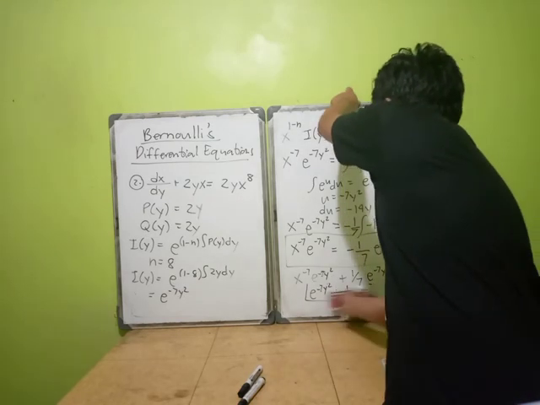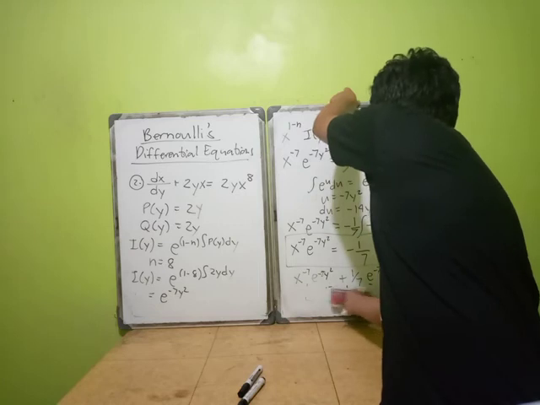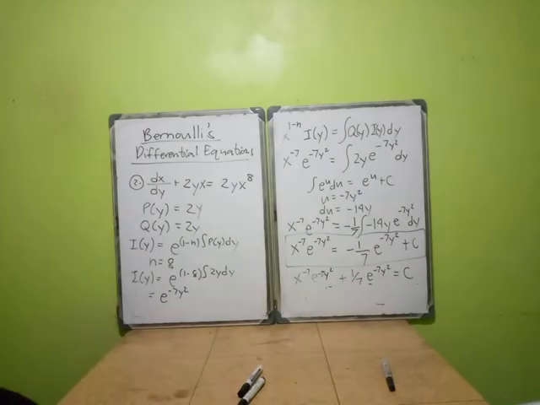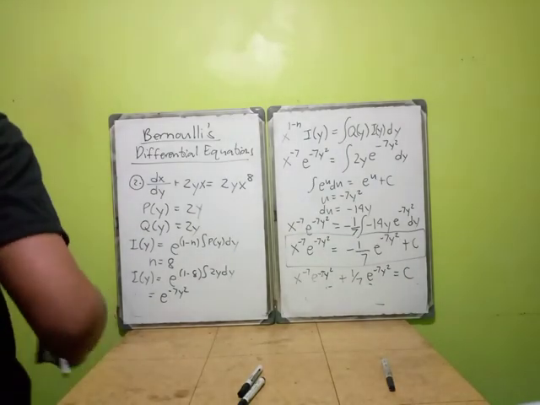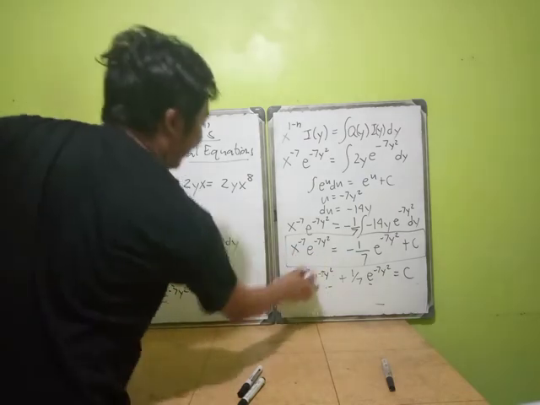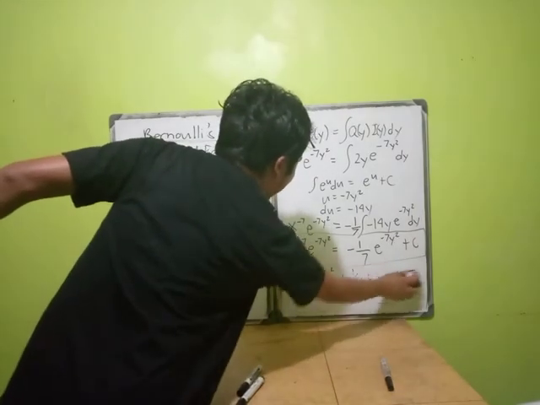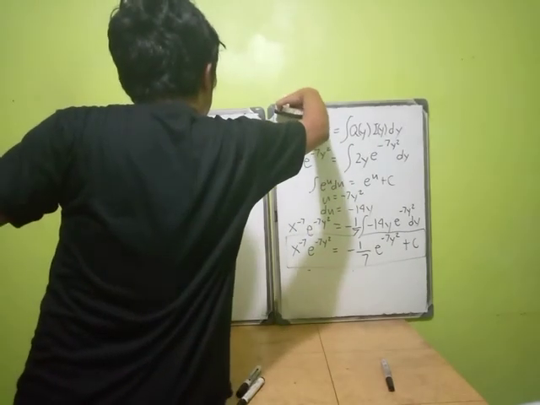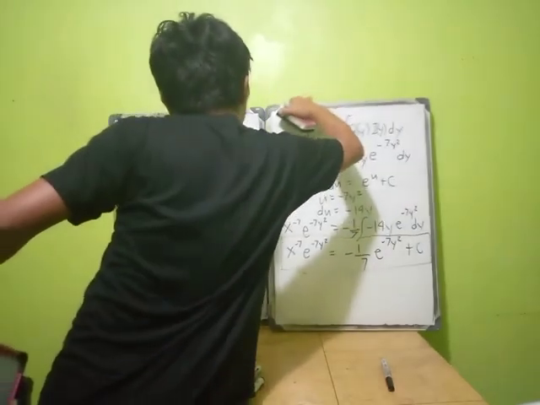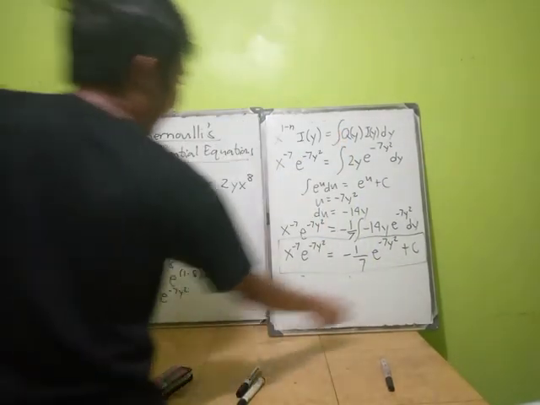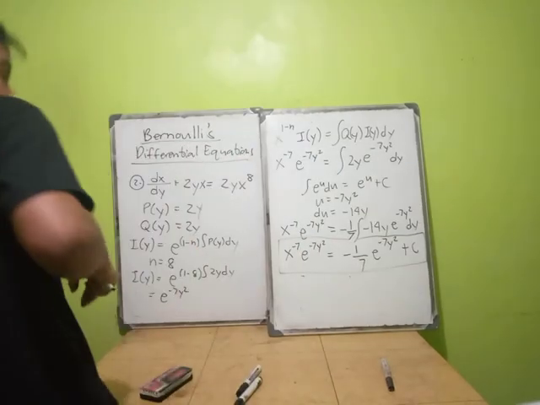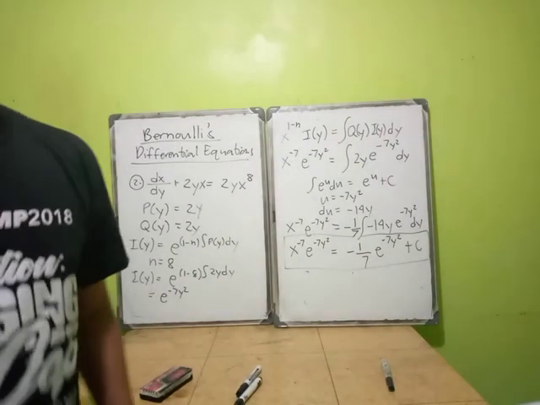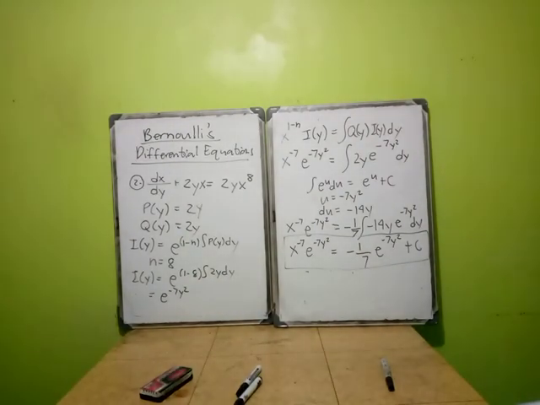Sorry, maybe I'll write it on the other board to make it clear. So, I repeat: this is already an acceptable answer, but somehow you can simplify this one. If you are answering and your answer is not in the choices, there is a possibility that the differential equation was simplified. It is possibly not in the choices, for example.